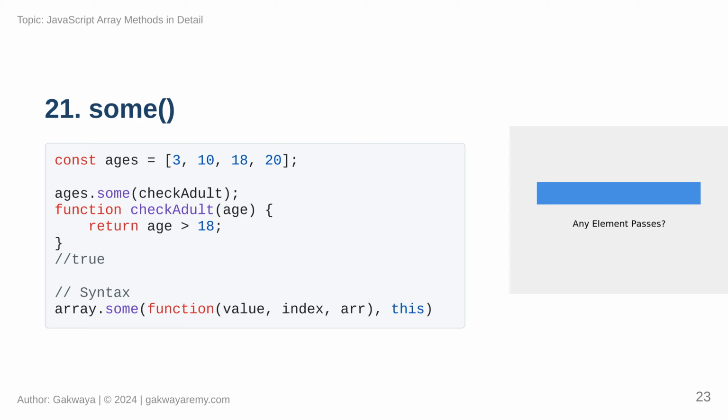The some method tests if at least one element passes the provided test. Unlike every, which requires all elements to pass, some returns true if just one element meets the criteria. It's like asking, does anyone in the group meet this requirement?